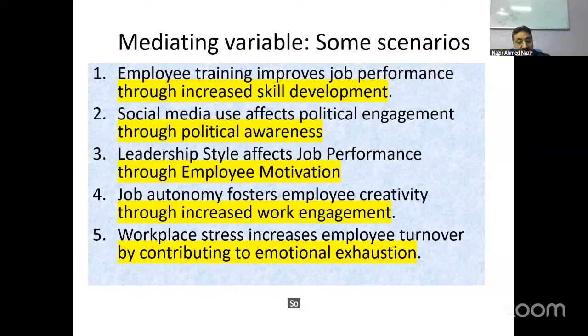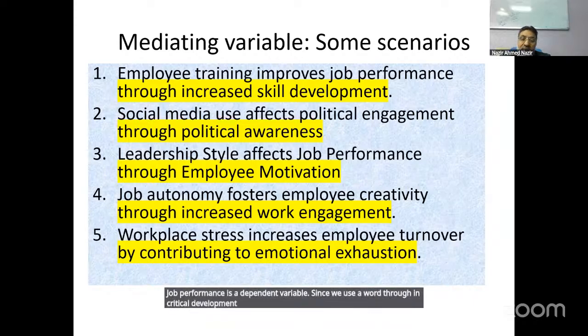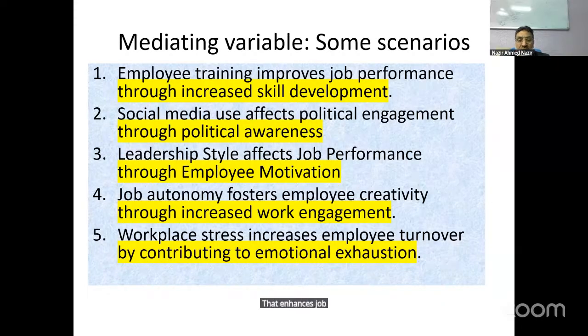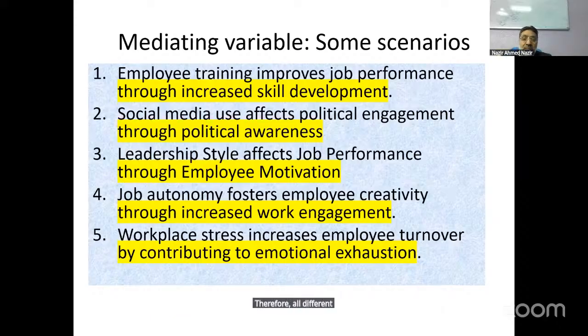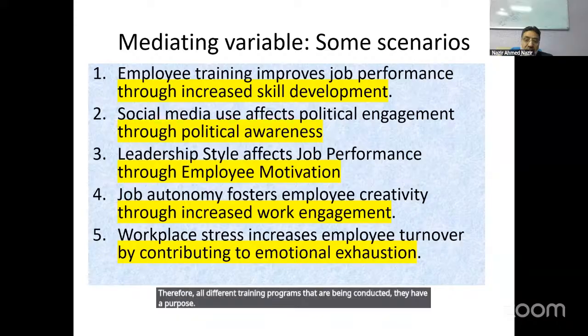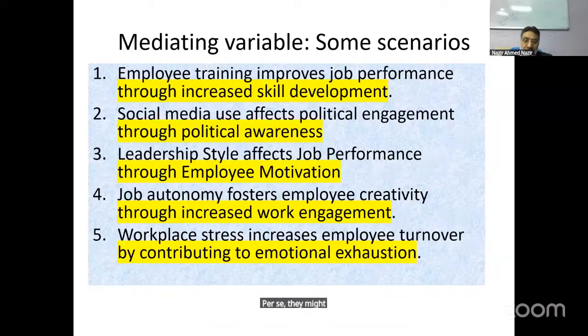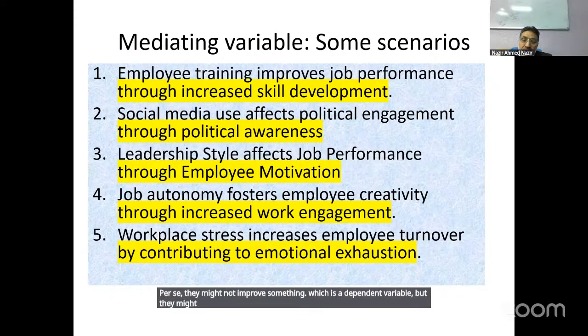So therefore, we may say that employee training is an independent variable, job performance is a dependent variable. Since we use the words "through increased skill development," that indicates that skill development is a reason that enhances job performance. So the connection between employee training and job performance is via skill development. Therefore, all the different training programs that are being conducted have a purpose. Per se, they might not improve something, which is a dependent variable, but they might affect that dependent variable through some other cause, which is here the skill development.